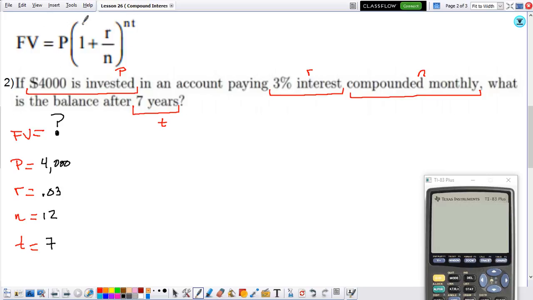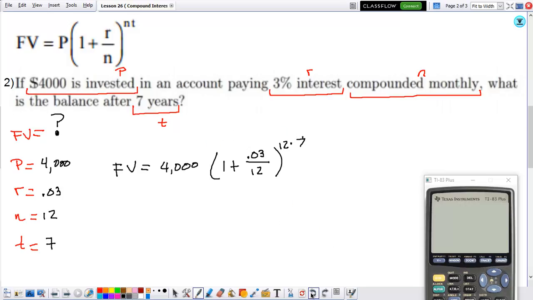So here we have a formula. FV, we don't know what that is, so we just write it down. P, which is 4,000, parentheses, 1 plus R, where R is 0.03, divided by N, where N has a value of 12, close parentheses, to the power N times T, so this is 12 times 7. Excellent. So this is what we have now.